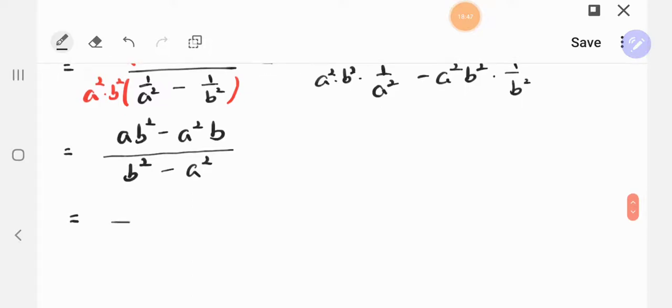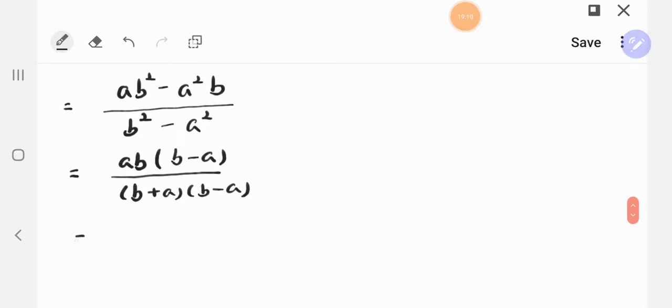So then from the numerator, we can factor out ab. The common factor is ab, isn't it? So factor out ab. Then b minus a is the binomial factor. And the denominator is b plus a, b minus a. Remember the difference of squares? So the denominator is b plus a and b minus a. So as you see this one, we can cancel out b minus a. So what we have is ab over b plus a. Done.